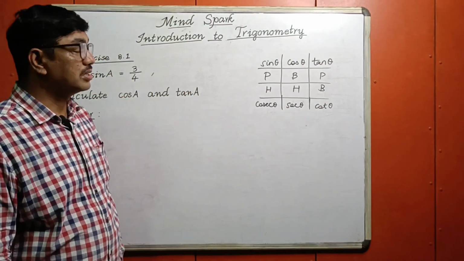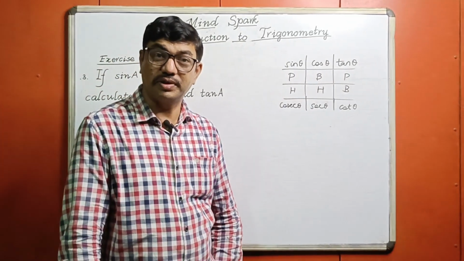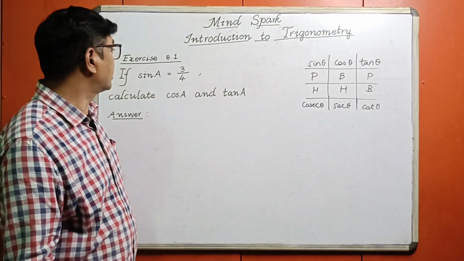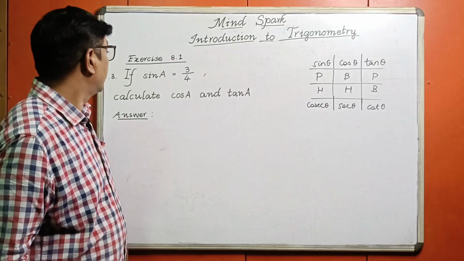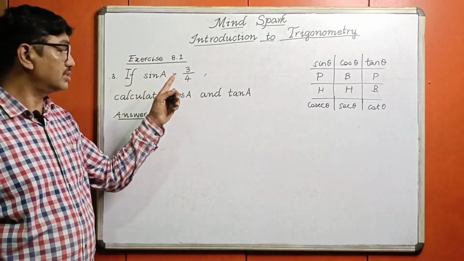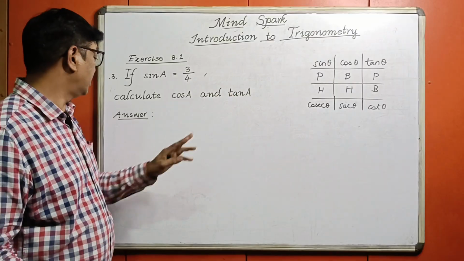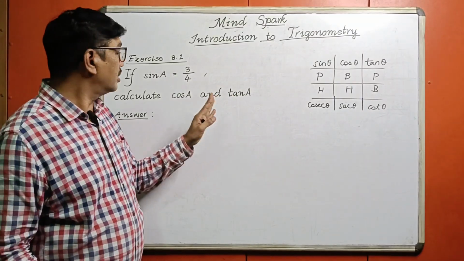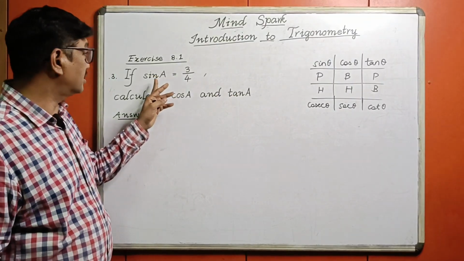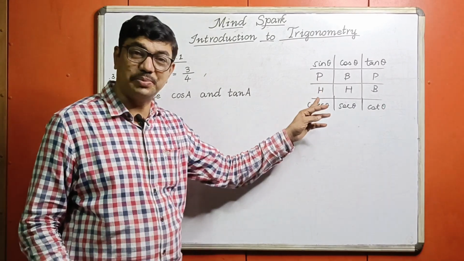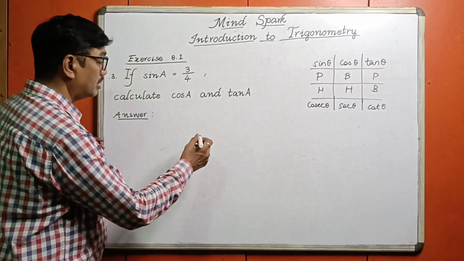Today's topic is Introduction to Trigonometry. We'll continue that. I was doing exercise 8.1 and the question is, if sin A is equal to 3 by 4, calculate cos A and tan A. Here you know the ratio, that is sin A is perpendicular by hypotenuse. So now we'll draw the triangle.